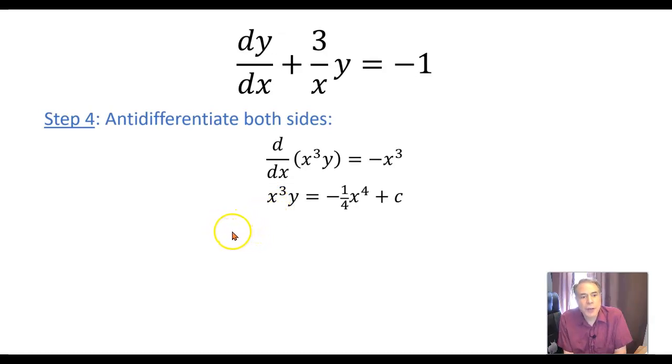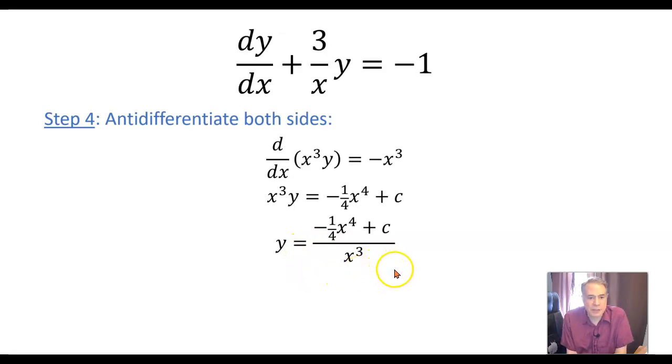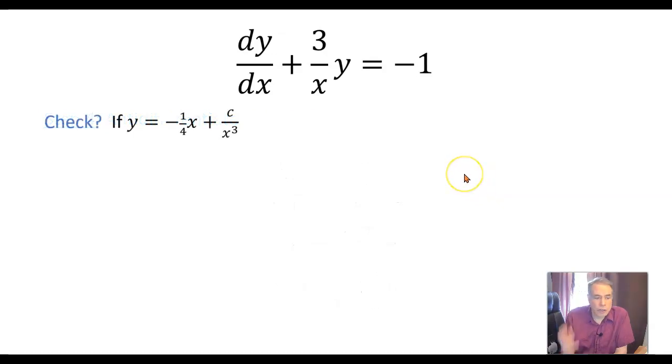So if I divide through by x cubed, there's what y is equal to. y is equal to negative 1/4 x to the 4th plus c all over x cubed, or we can separate that out into negative 1/4 x plus c over x cubed. And if you want to check that, this is what we got for our solution. The solution to this differential equation is supposedly for y to be the function negative 1/4 x plus c over x cubed.